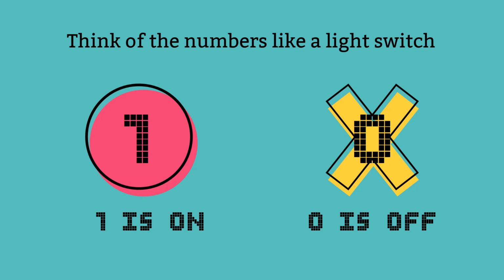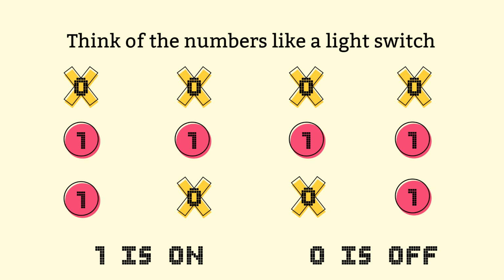So, how binary works, think of it as a simple analogy. We can think of binary like a set of light switches. Each switch can either be on, which is represented by a 1, or it can be off, which is represented by a 0. By combining multiple switches, you can represent different numbers.